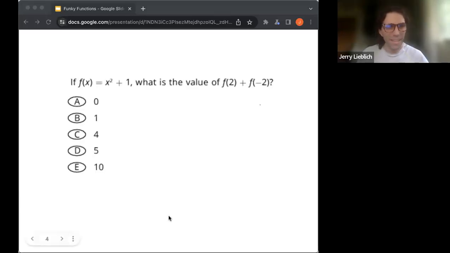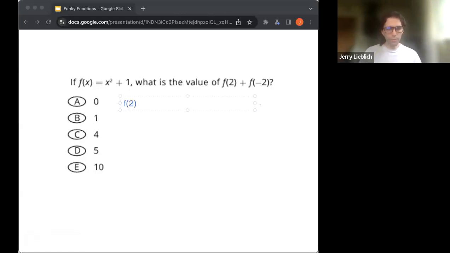Okay, so here we've got this f of x. And what that means is we've got a function where for any x I plug in, this is what the function does. The function's like a little machine. I put in x and it spits out x squared plus 1. And so the key with these is just whatever we see inside the function symbol, we just replace x with that. So we're looking for f of 2 plus f of negative 2.